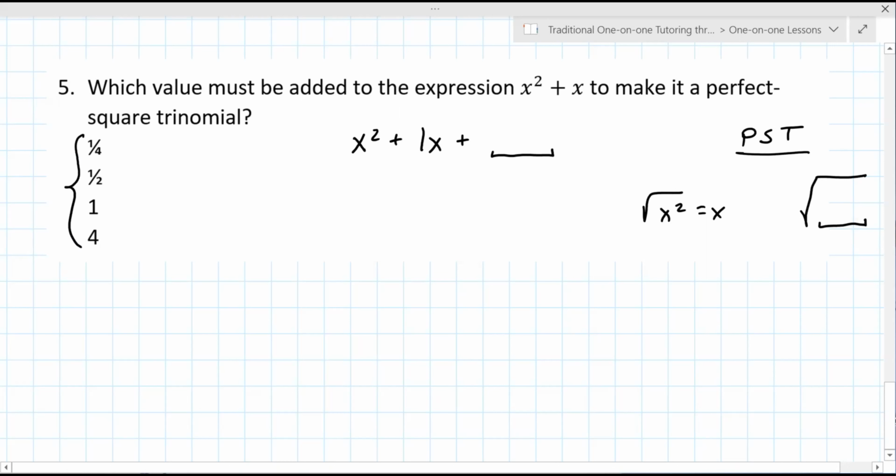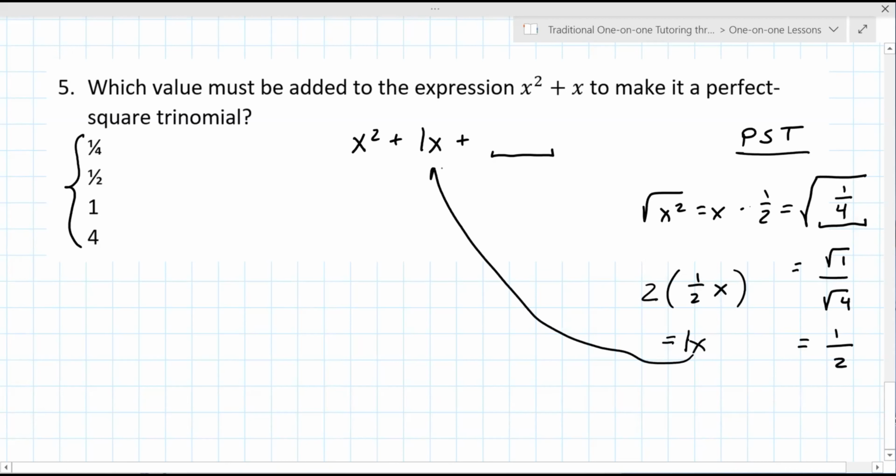So which one do you want us to try first? We're going to just guess and check this one. 1/4. Okay. So the square root of 1/4, if you haven't done this in a while, it means the square root of 1 over the square root of 4. What does that equal? 1/2. And then you take the result of that and you multiply these together. So you get 1/2 x. But then what's the next step? Oh, you times it by 2. Times it by 2, and that equals 1x. And that's what we wanted.